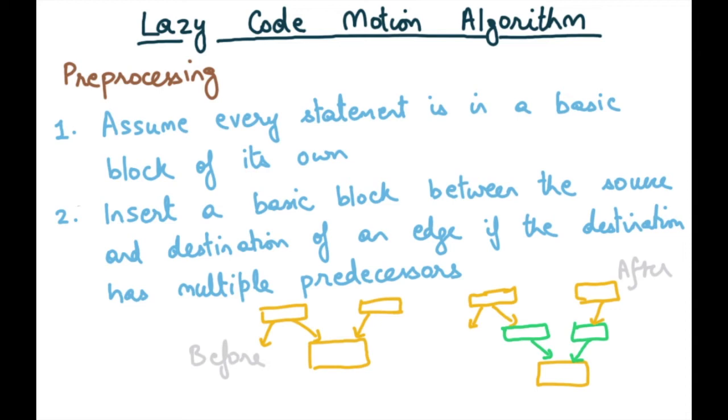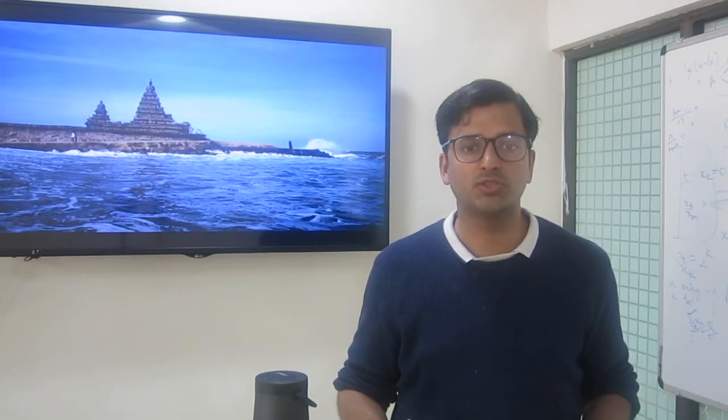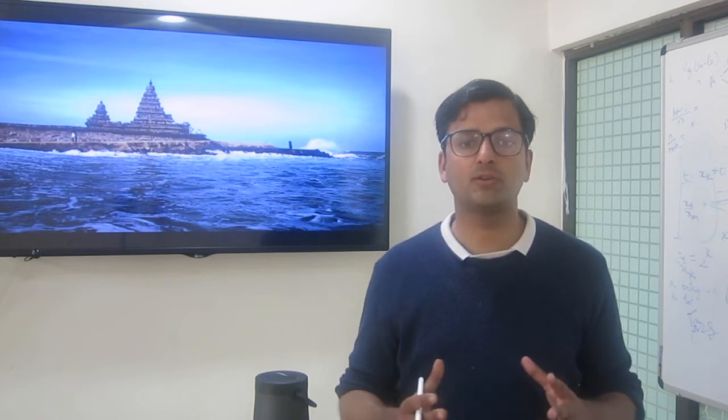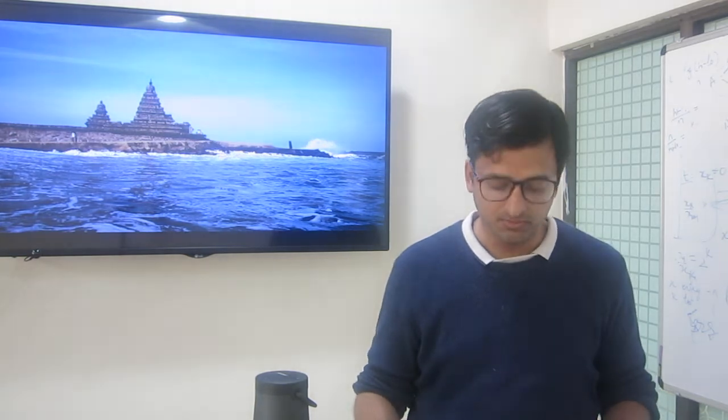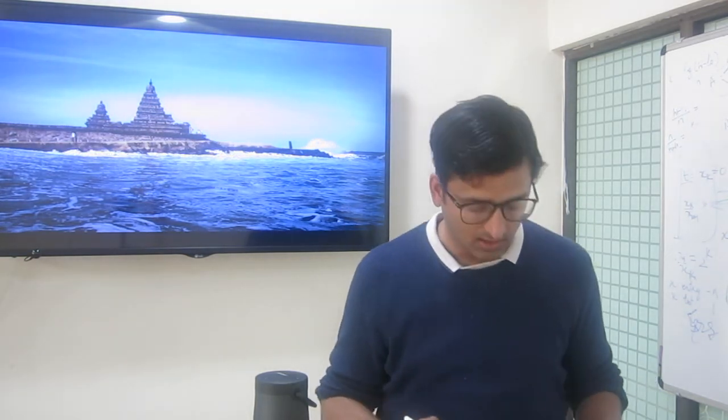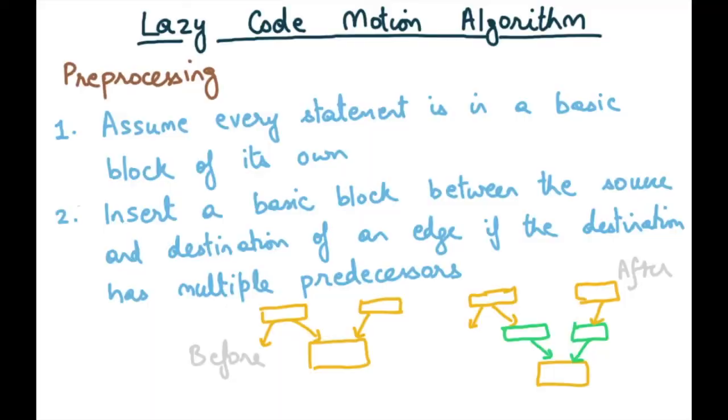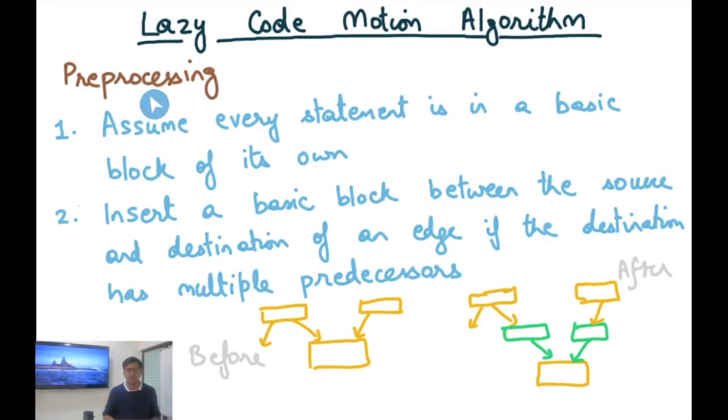Now we are ready to actually discuss the lazy code motion algorithm. We have already looked at a lot of examples, input-output examples on what is expected from the algorithm. But now let's look at the actual algorithm as it has been devised by researchers. Before we discuss the algorithm, we have a pre-processing step in this algorithm.